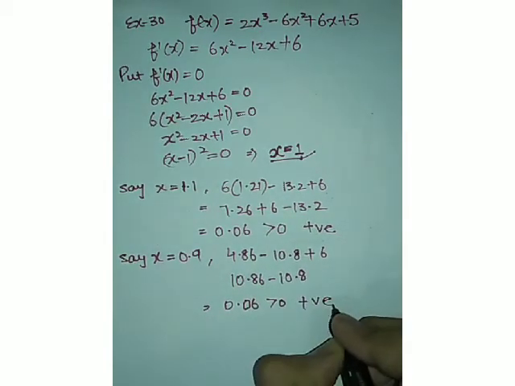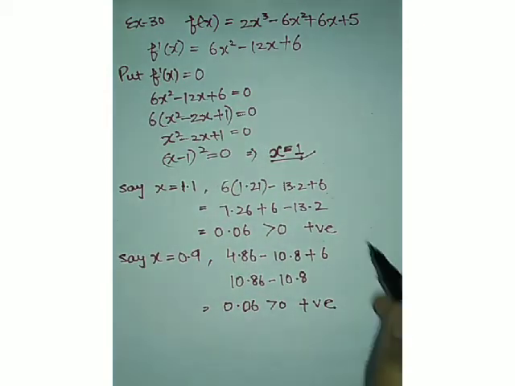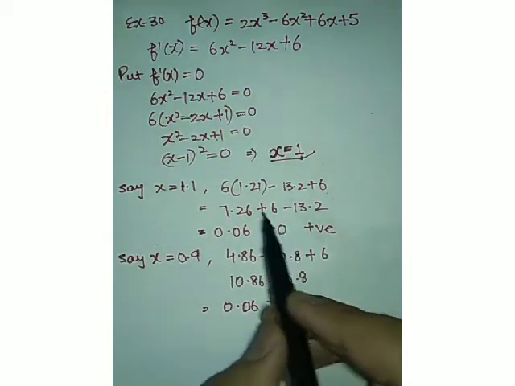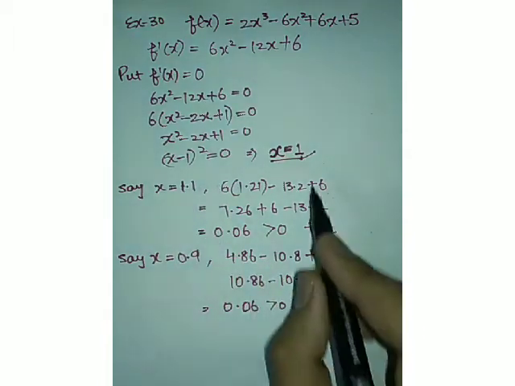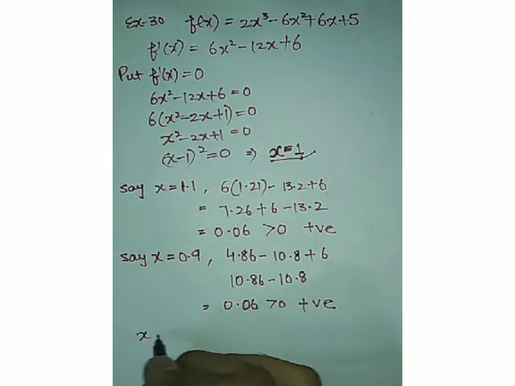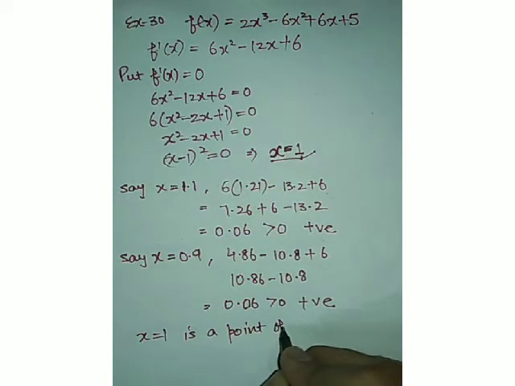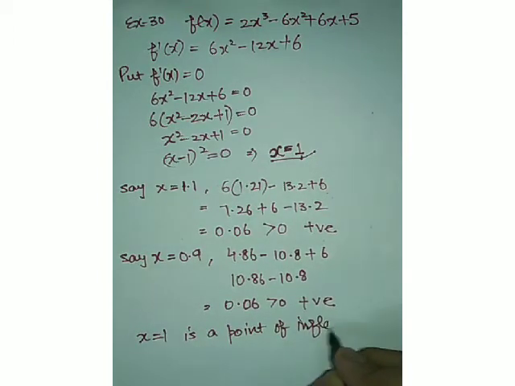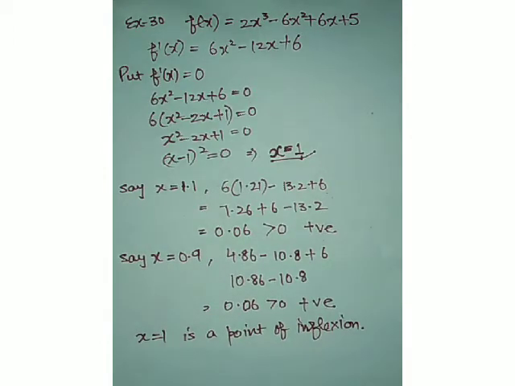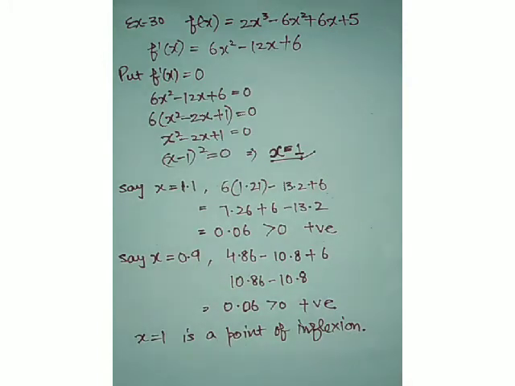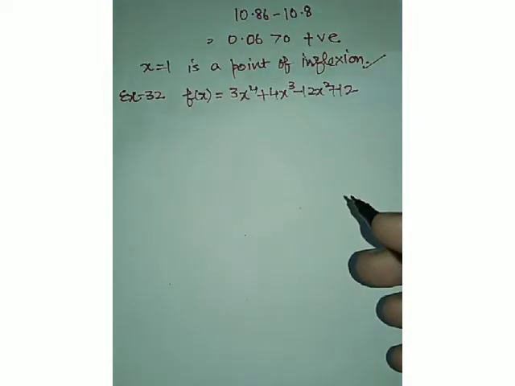So you can see that f dash x has not changed its sign at both of the values slightly less than and greater than x equals 1. It means x equals 1 is a point of inflection. Very simple. All right, so don't be confident every time that the sign will go from positive to negative or negative to positive, and that it has to be a point of local maxima or minima. Sometimes it can be a point of inflection as well. All right, let's move further.